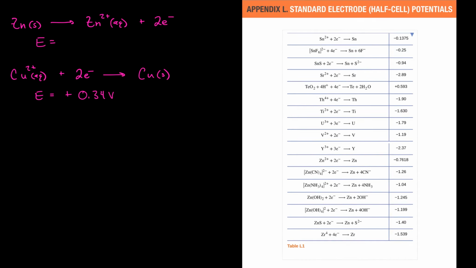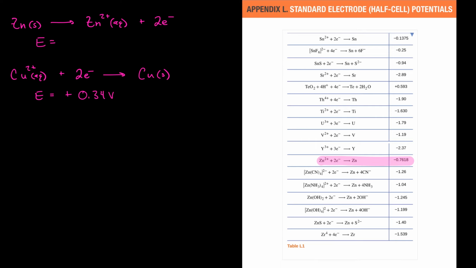And here is a snippet from the same table. These are called standard reduction potentials, or in this case standard electrode potentials, and they are found in any general chemistry textbook that you pick up. We already looked up copper, so now we're going to look up zinc between zinc solid and zinc 2 plus. When we look that one up, it is right there: zinc 2 plus and 2 electrons goes to zinc solid.